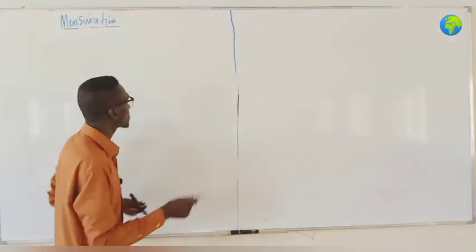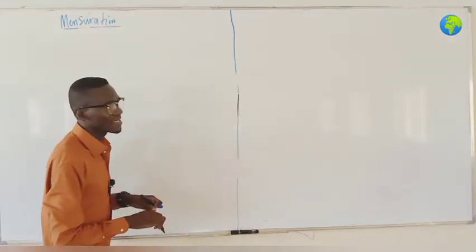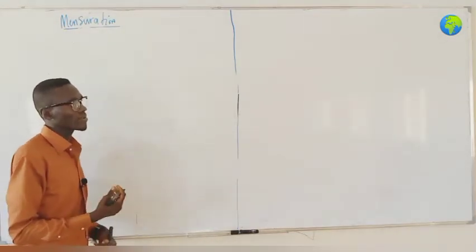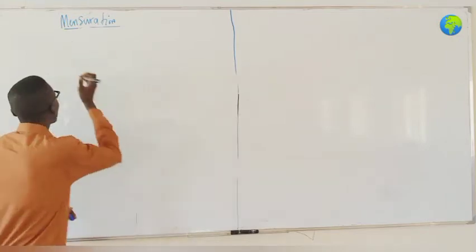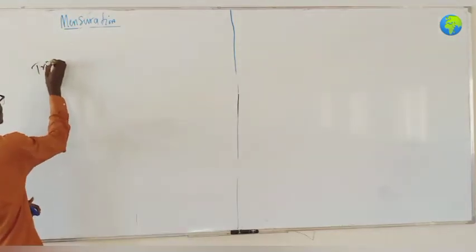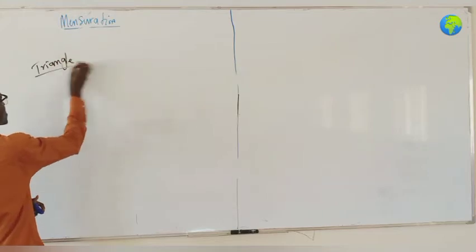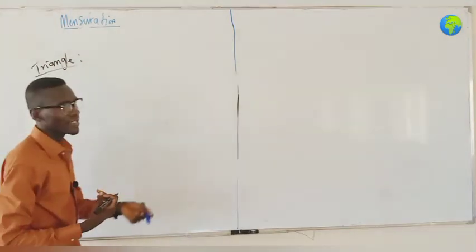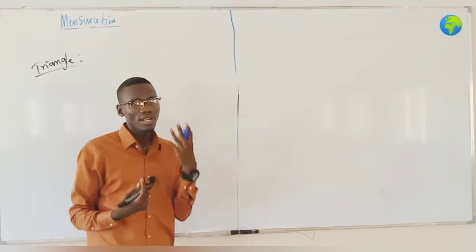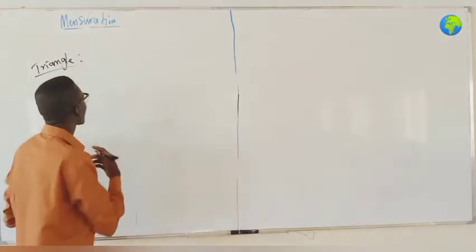As for today's video, I'll just be bringing shapes, giving the formula, and solving example questions under them directly. So for the first one, I'll start with the triangle. We all know what a triangle is. A triangle is just a polygon bounded by three sides.